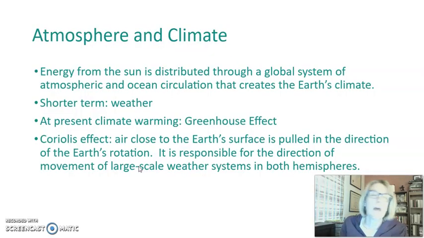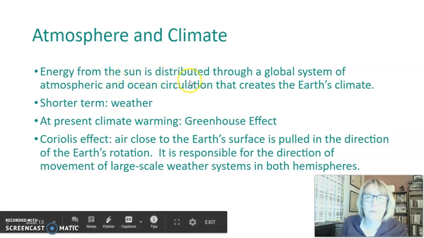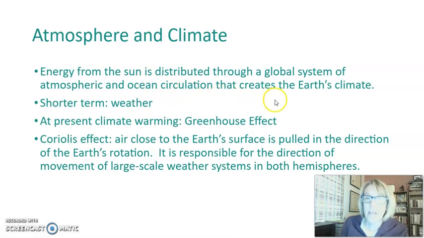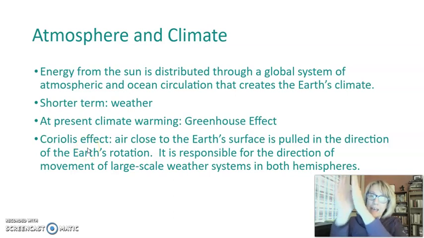So let's look. So energy from the sun is distributed through the global system of atmospheric and ocean circulation that creates the Earth's climate. Remember the difference between weather and climate. Weather is short term. Climate is longer term patterns. All right, in the beginning of the year, we talked about the greenhouse effect. So you should at least know some basics about that. And then remind yourself what the Coriolis effect is. So that's going to sort of shift the winds as the Earth is rotating.